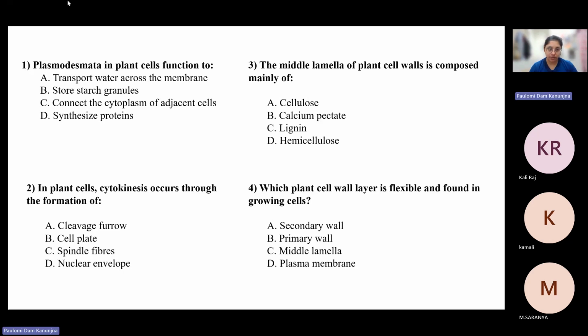Okay. Right. Let me go to the answers here. So plasmodesmata, as we had discussed already, connect the cytoplasm of adjacent cells. In plant cells, cytokinesis occurs because of the cell plate, and that is what I told you when I was discussing the pre-prophase band: the cell plate is what is required for cytokinesis. Middle lamella has calcium pectate. We already discussed that, and the flexible part of the cell wall is the primary wall. The harder part is the secondary wall.